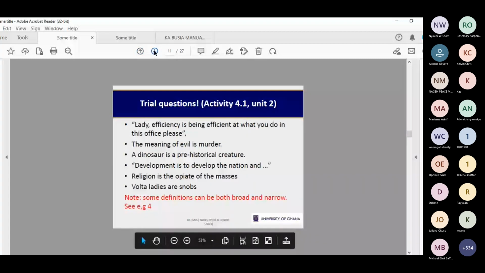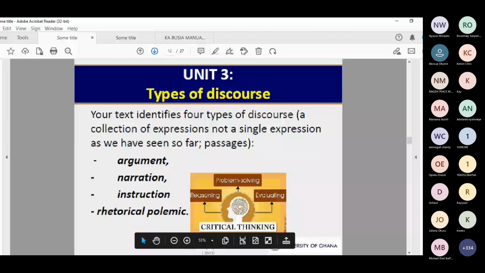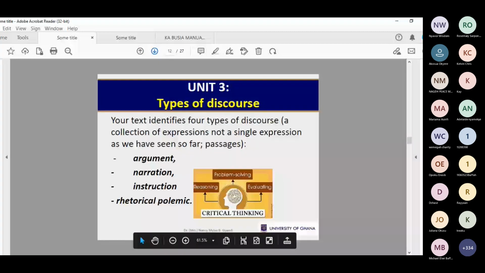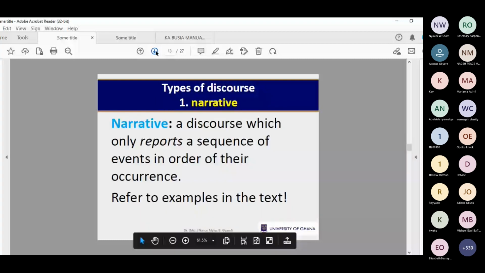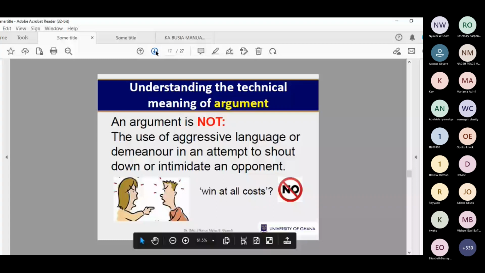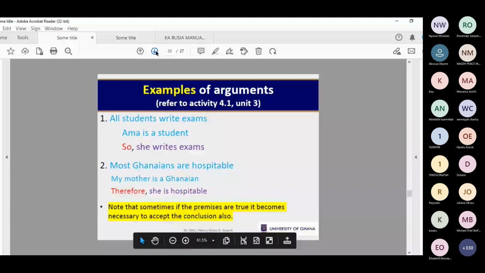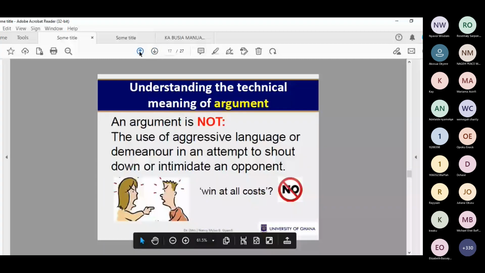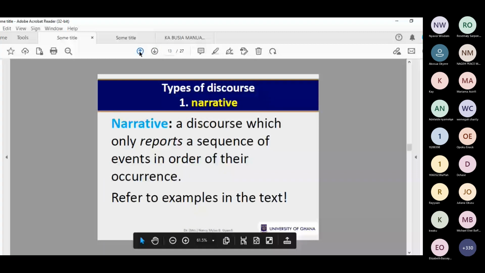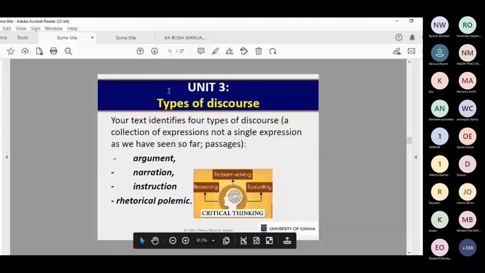error. And on that note, we are on unit 3, which you should be preparing for next week. Any question? If we had even 10 minutes, I would have gone through argument, narration, instruction, rhetorical polemic for you to set you off nicely. But if not, you can always do that later. They are not difficult. You just have to read them, and then I will engage. So this is where we are, unit 3, which is slide number 3. Now let me take questions that you may have.